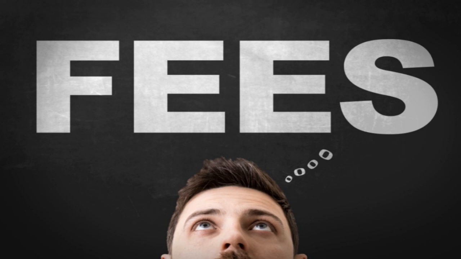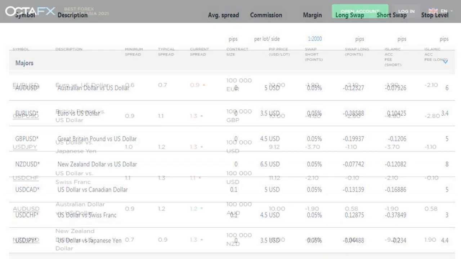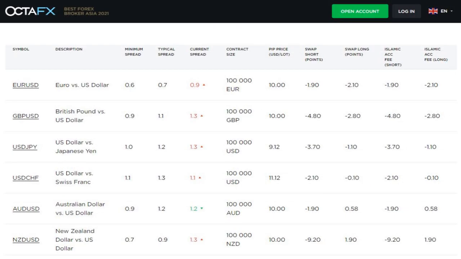These swap fees are not standard. It varies from broker to broker. Here, have a glance at the swap amount displayed with Exness broker, and this one is with the broker OctaFX.